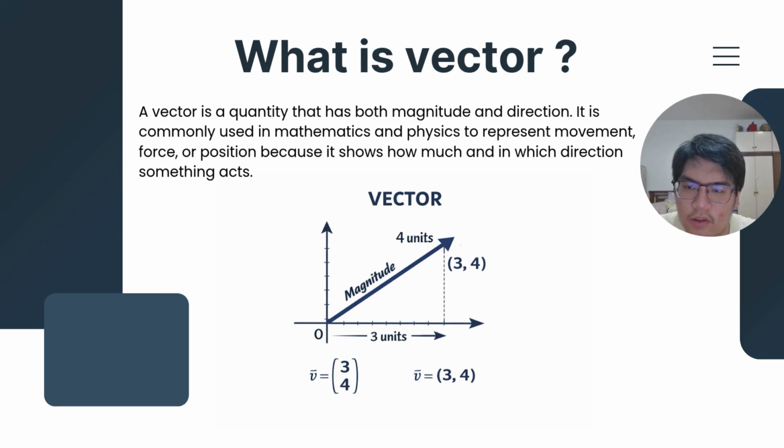A vector is a quantity that has both magnitude and direction. It is commonly used in mathematics and physics to represent movement, force, or position because it shows how much and in which direction something acts. From the graph, we can know the object moved 3 units to the right and moved up 4 units. So the vector can be written as (3, 4).